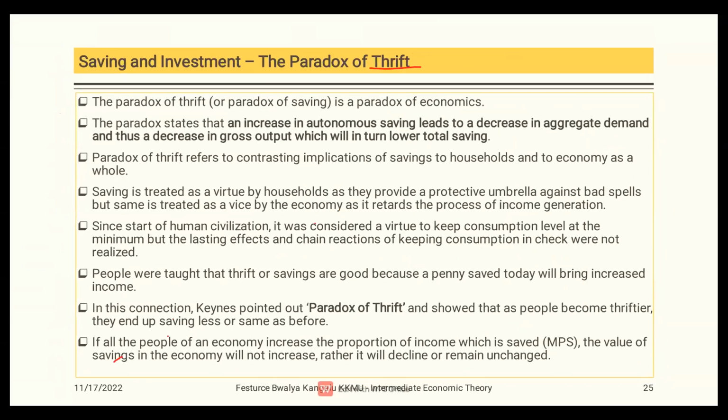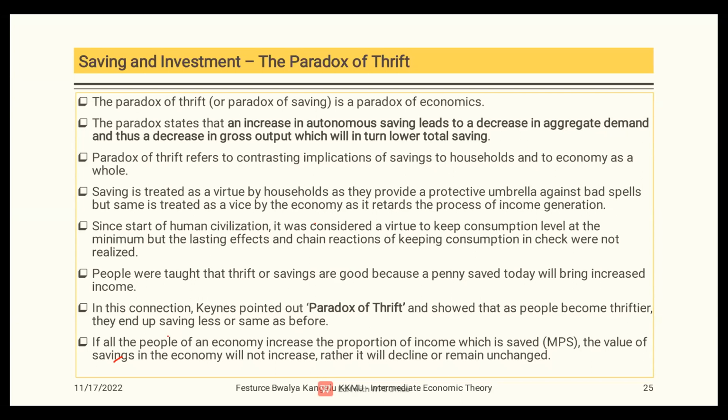If we are good to go, let me speak about the concept of the paradox of thrift that most people talk about in economics. The paradox of thrift states that an increase in autonomous saving will lead to a decrease in aggregate demand, thus a decrease in GDP, which will in turn lower total savings. Did you get that? No, I didn't. Please come again.